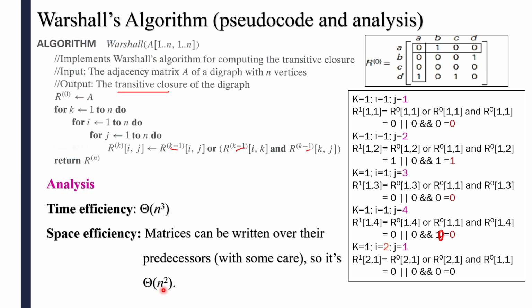Big O n square and theta n square are the same. What does n square mean? Table form. The table contains rows and columns, n into n. It is n square here. This is how Warshall's algorithm actually works and how we get the solution to find the transitive closure for the given directed graph. Is it clear now? Okay, thank you.